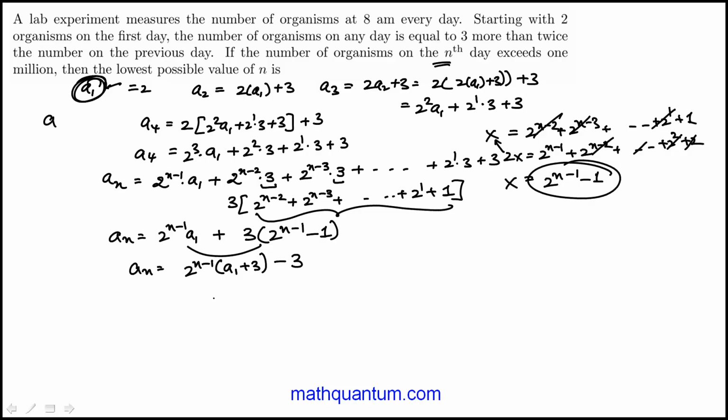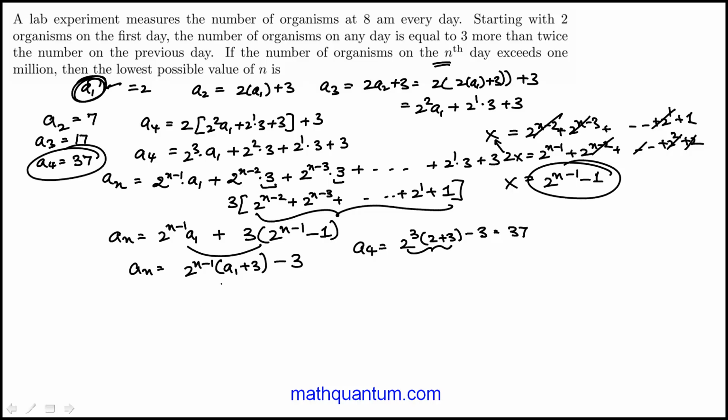I will, of course, in the exam. a2 would be twice that, so 2 times 2 is 4, so 7. a3, 17, double that, add 3. a4, double it, 34 plus 3, 37. And we can check a4. I would definitely do that in the exam. a1 is 2. So 8 times 5 is 40, minus 3 is 37, so it does match. Because you don't want to make a mistake at this point.